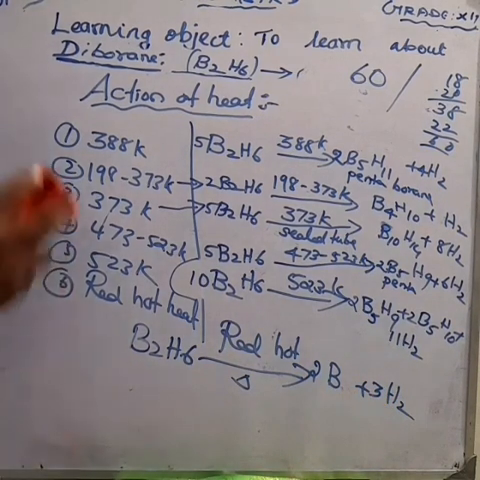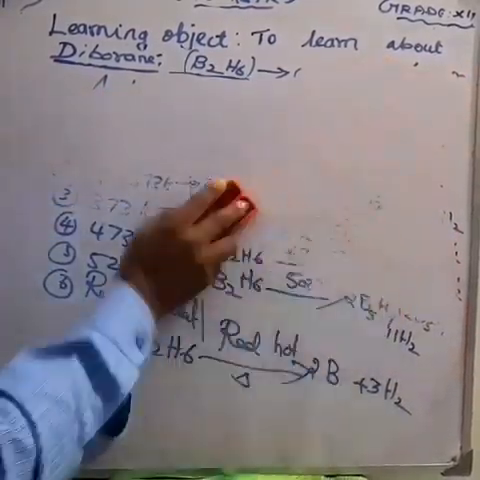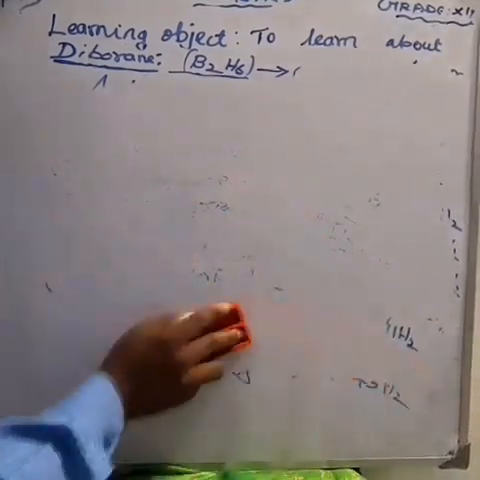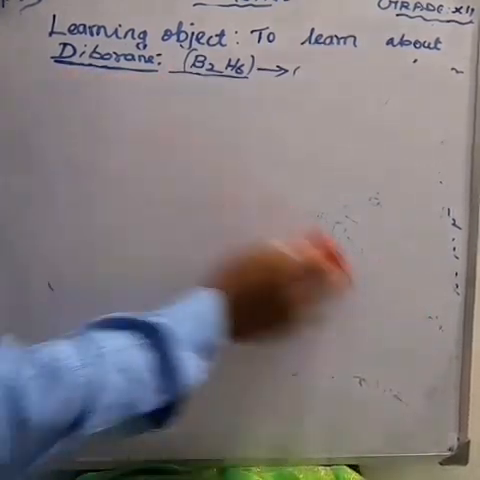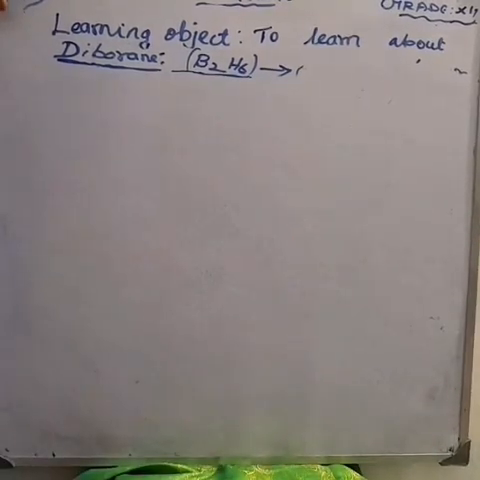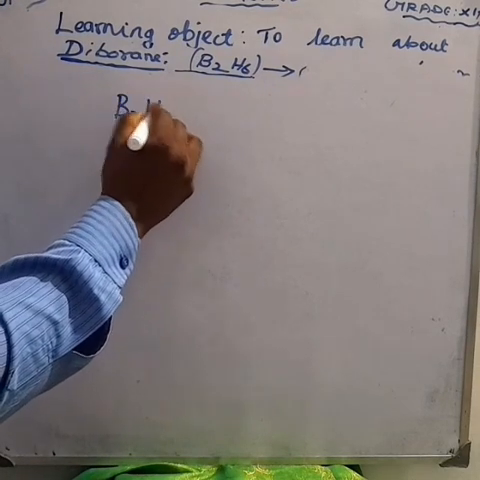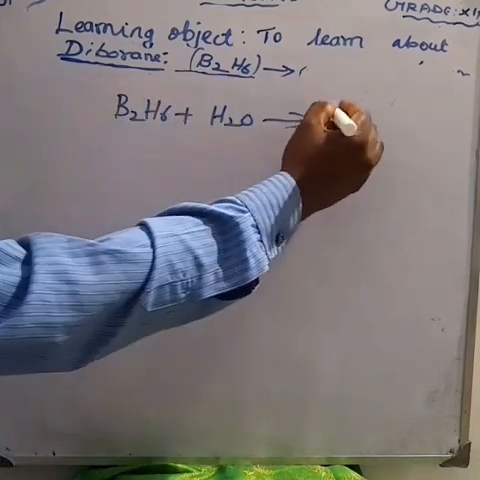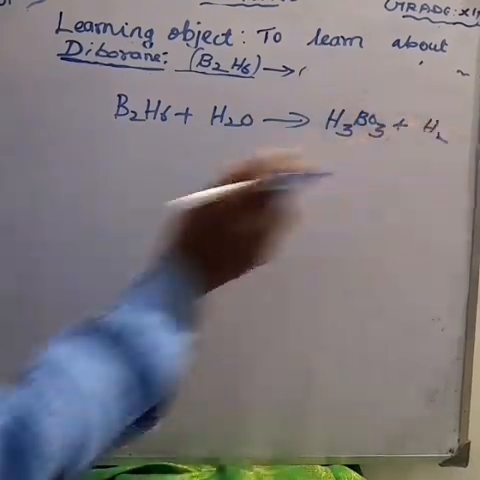Am I right? Next, diborane reacts with water to give boric acid. Again, diborane reacts with alkali solution, we get sodium metaborate. So we can write the equation: B2H6 plus water, that is diborane reacts with water, we get, what is the formula of boric acid? H3BO3, and also we get hydrogen.